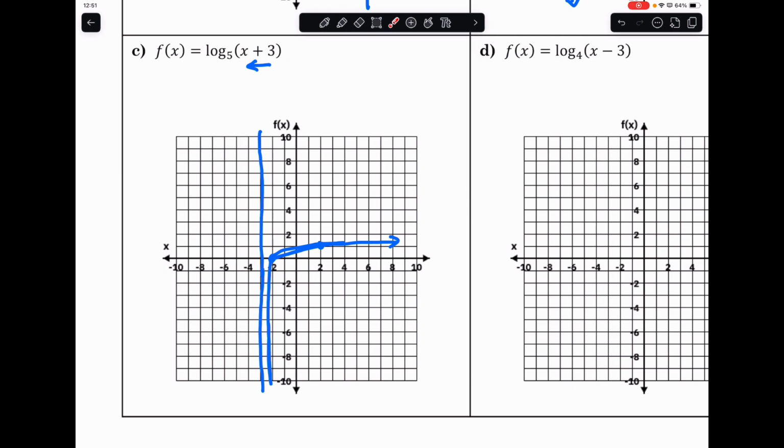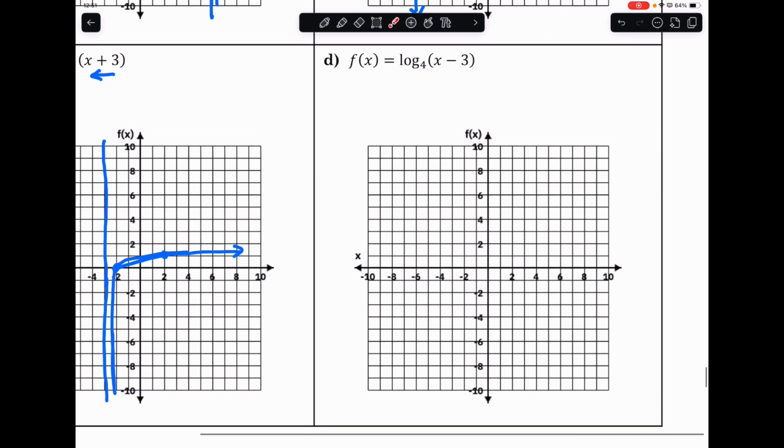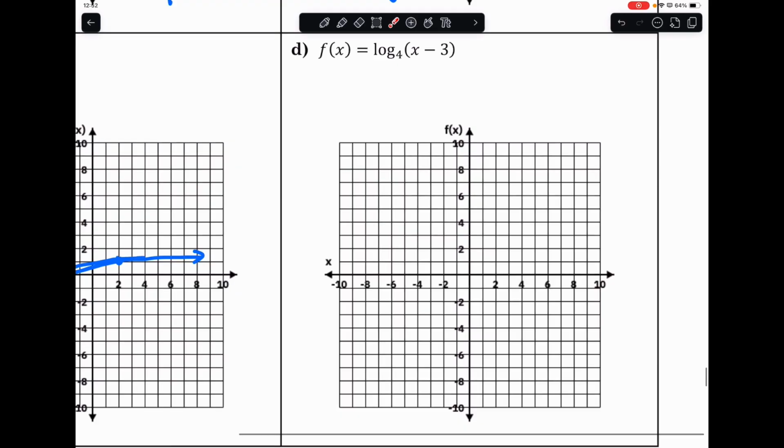So for the last example, for letter D here, this is going to translate the graph 3 units, but now in a positive direction. So it's going to put the vertical asymptote here. The x-intercept is going to be 3 units shifted to the right, so there. And the point 5, 1 shifted 3 units to the right would be at 8, 1 instead. So this is the graph when we translate it 3 units to the right.